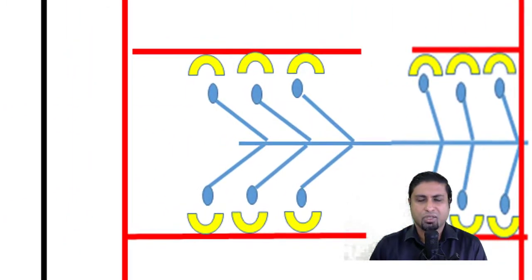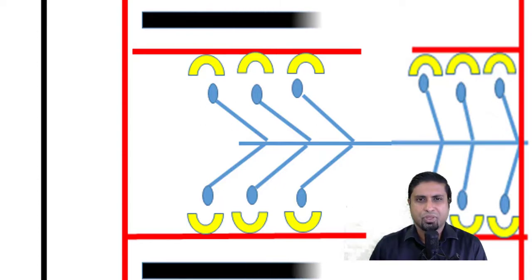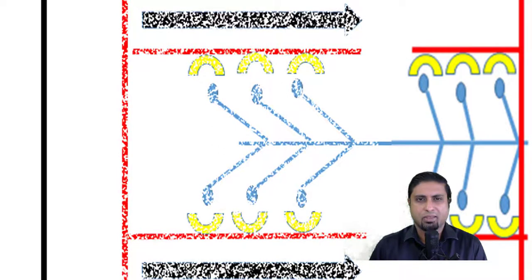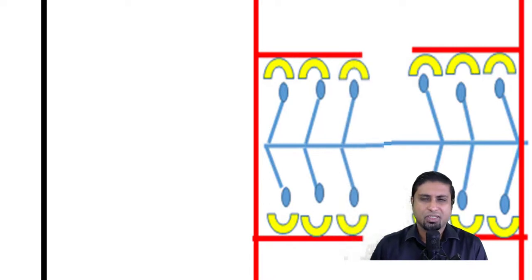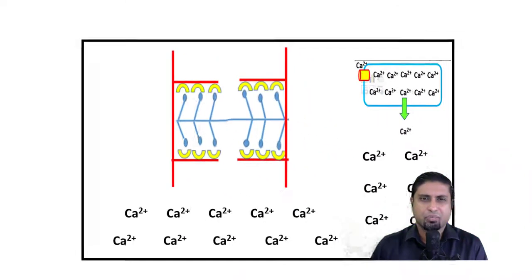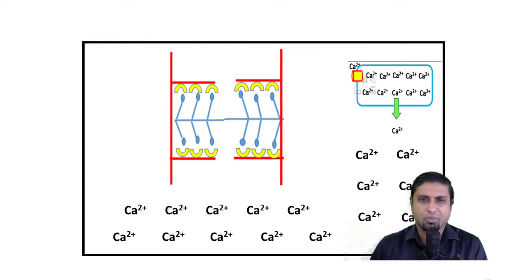Similarly, the same thing occurs on the opposite side of the sarcomere. The myosin heads interact with actin and they drag the actin molecules together with the Z line towards the midline, such that the net result would look something like this. So as you can see, the entire length of the sarcomere has reduced considerably.